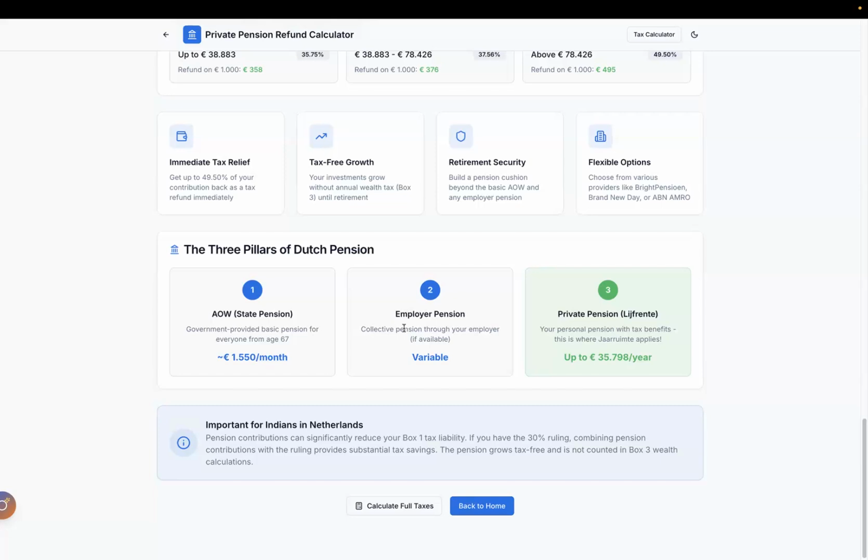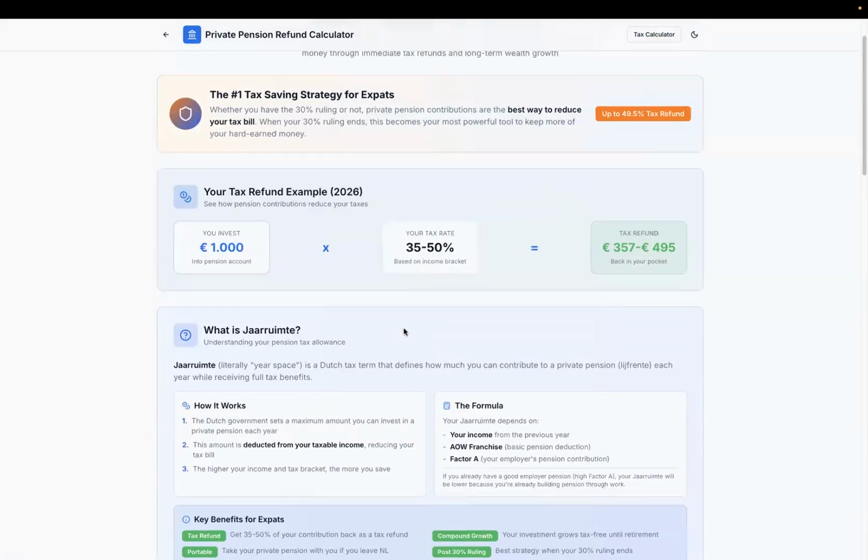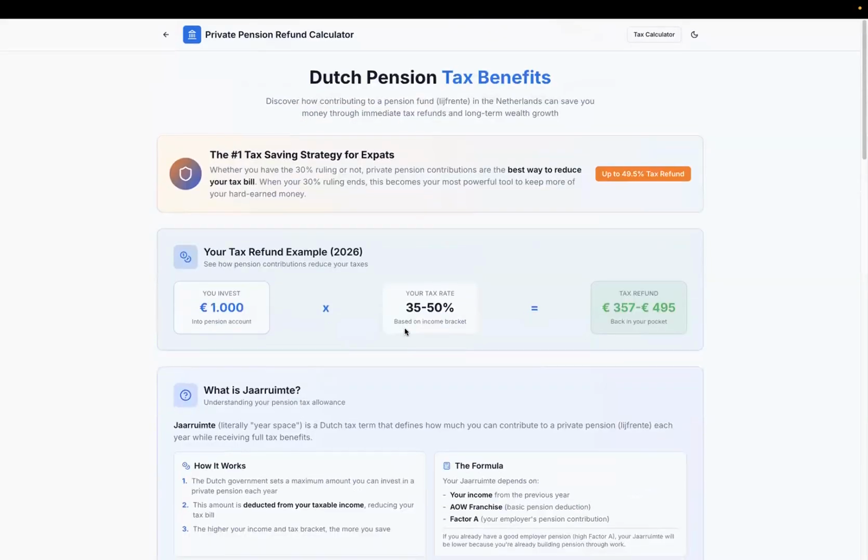Again, a cautionary note, I'm not a tax consultant. This is just based on my own experience and knowledge that I've gained over the last few years. So let me know if there's any questions also. Thank you so much.